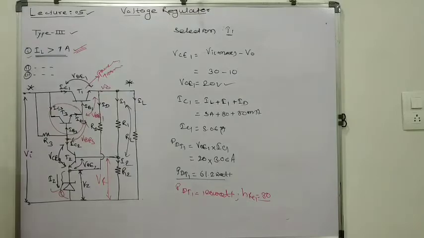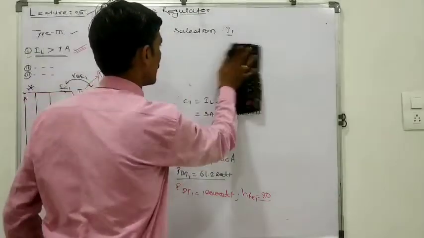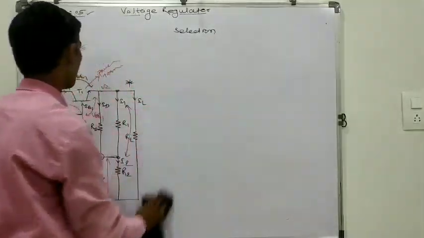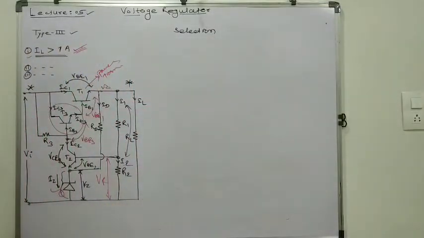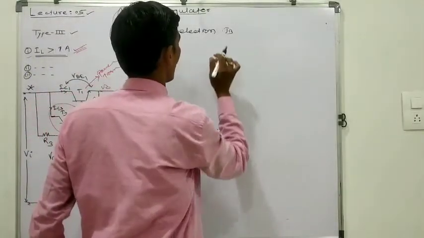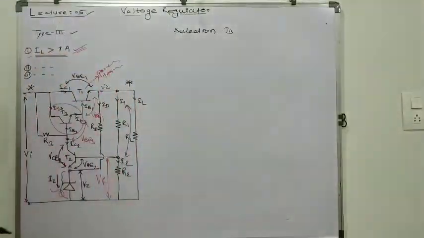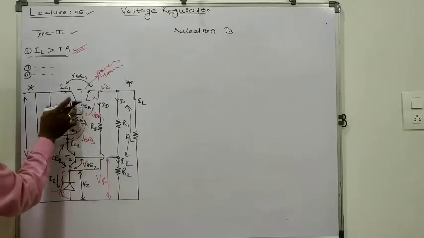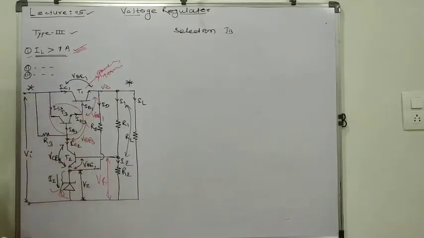Now the next part, or new part, is the selection of transistor T3. That is one additional part in type number 3. So again, in a similar way, we have to calculate or select the transistor T3.